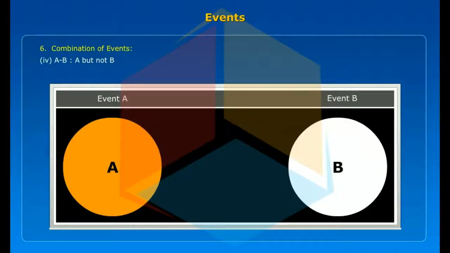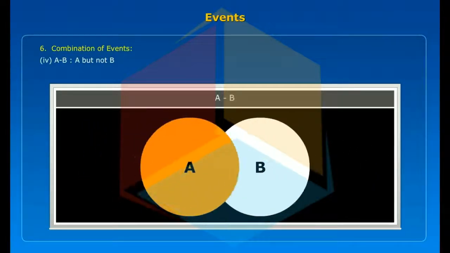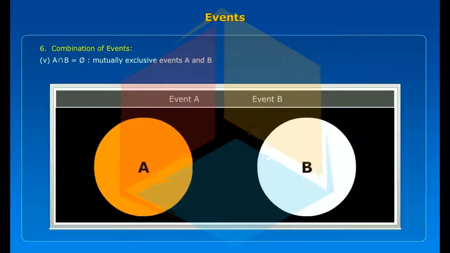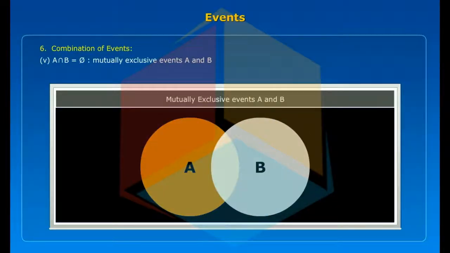A minus B: A but not B. This representation shows A minus B. A intersection B is equal to phi: mutually exclusive events A and B. This representation shows what mutually exclusive events mean.